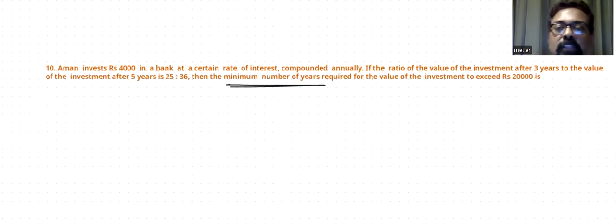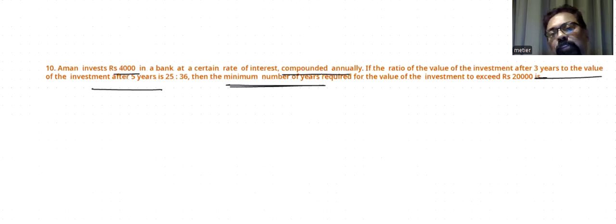Let's go with compound interest based questions, and we are very much lucky. It is compounded annually. Simple calculation. Amount invested 4,000. The ratio of the value of investment after 3 years to the value of investment after 5 years is in the ratio 25 is to 36. They are asking about the rate. Rate is required, then finally years will be required.